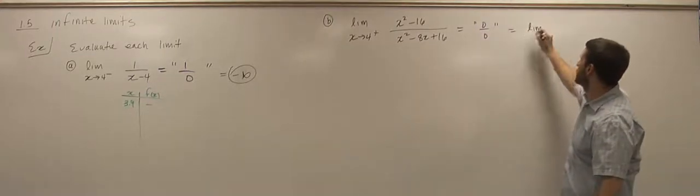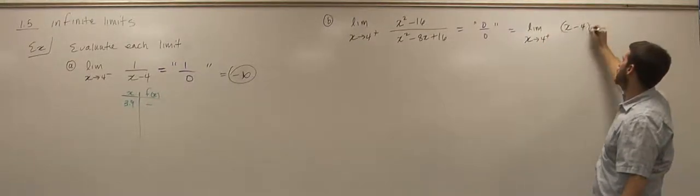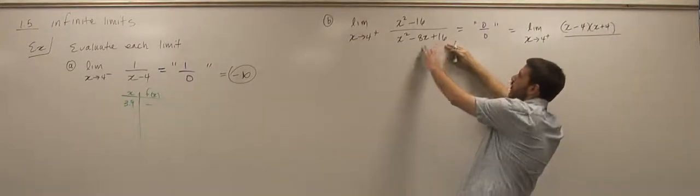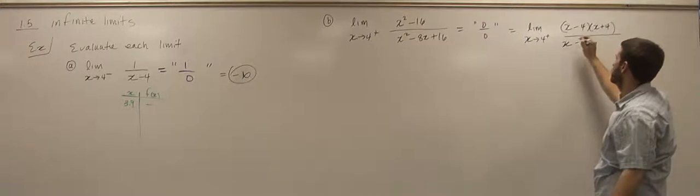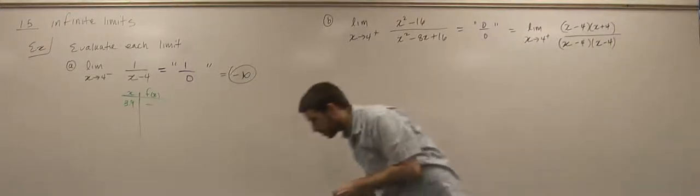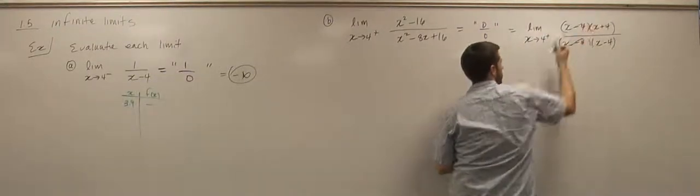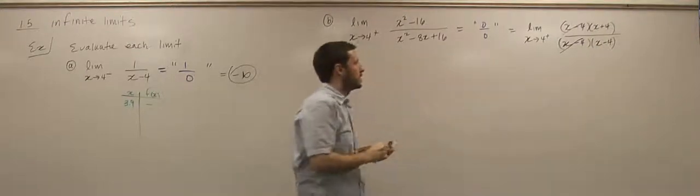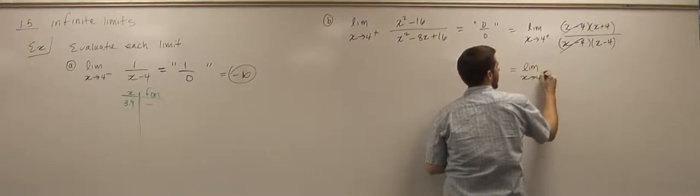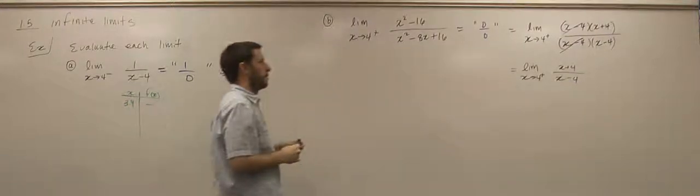So this will be the limit. x minus 4, x plus 4 on top. And then x minus 4 squared. Yeah, so this guy, two things that multiply out to 16 but add up to negative 8. Minus 4 and minus 4. So one of my x minus 4 factors cancel, but the other one remains. So I now have to evaluate the limit as x goes to 4 from the right of x plus 4 over x minus 4. What do you think?